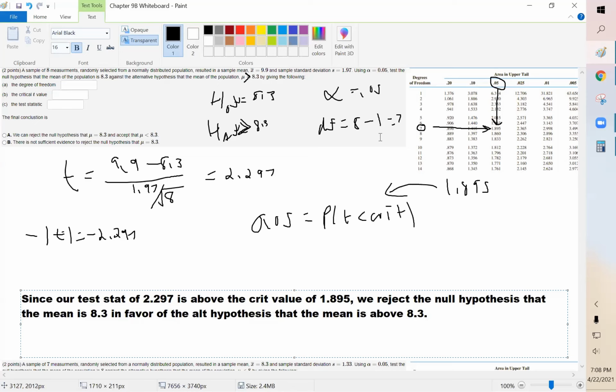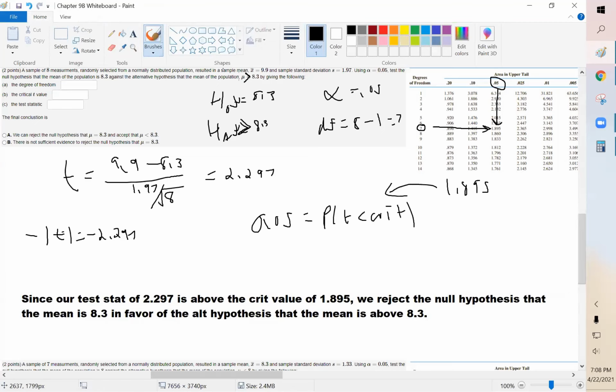Now, the funny thing is, you'll notice that I switched this sign up here. Even if I didn't switch this sign, you still would have rejected. The issue is you would have rejected and concluded it was less than, even though it's very obviously higher.